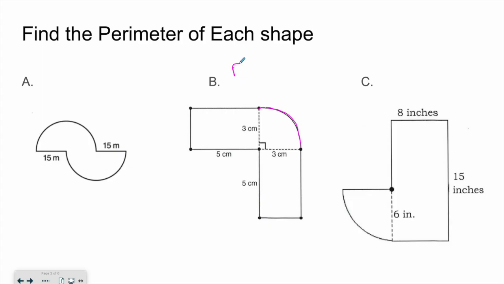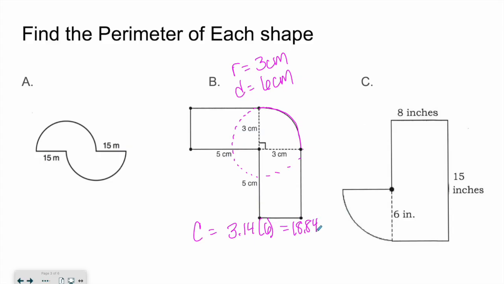Looking at shape B, so we have this quarter circle, and then I have some rectangles. That quarter circle, the radius is 3. If you finished out the circle, you would see the radius being 3, making the diameter 6 centimeters. To find the circumference, we'll do 3.14 times 6 and get 18.84. We only have a quarter of the circle, so we're going to divide by 4. That curved part is 4.71.